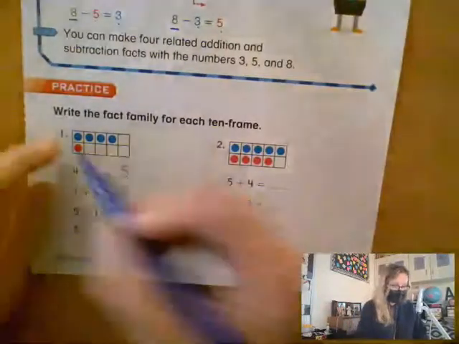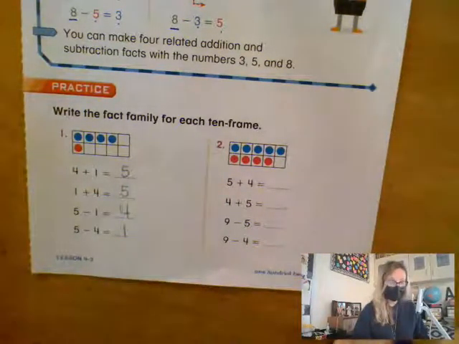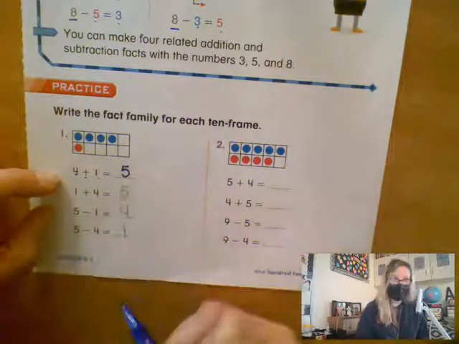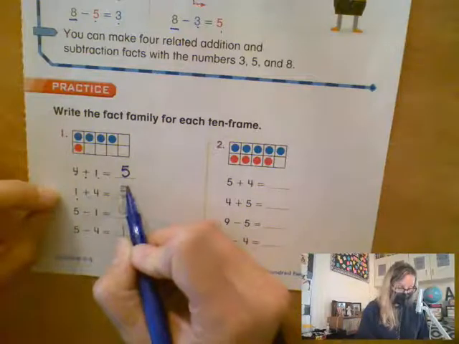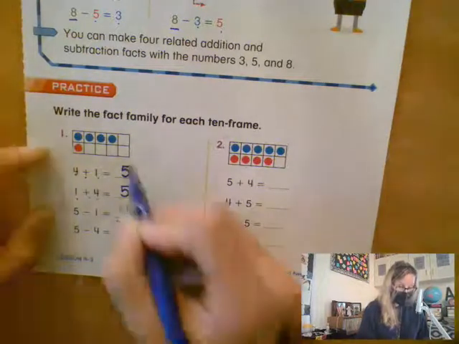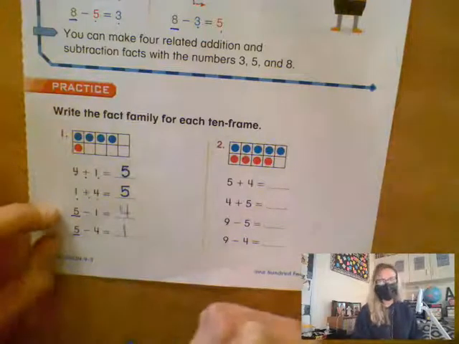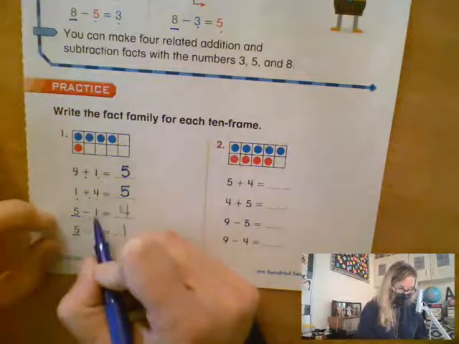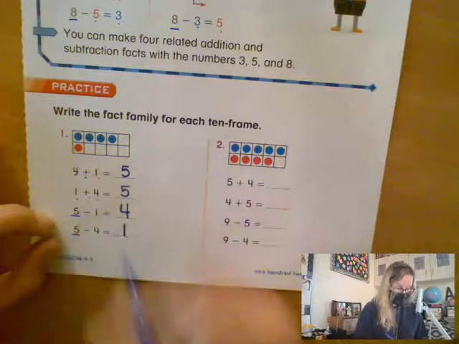It says there are 4 blue and 1 red, so what are the fact families? 4 blue plus 1 red equals 5 altogether. 1 red plus 4 blue equals 5 altogether. And then if we move that 5 to the first spot, because in subtraction we always start with the biggest number, we have 5 take away 1 red equals 4 blue, and 5 take away 4 blue equals 1 red.